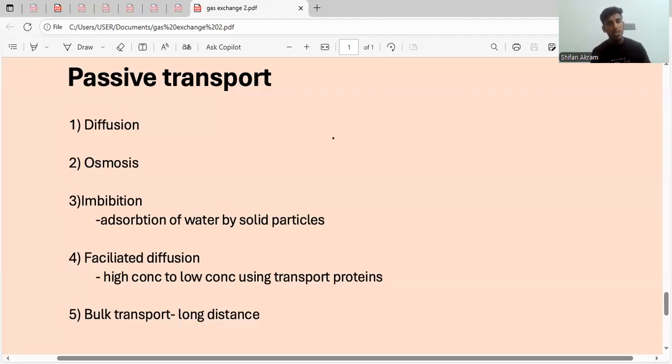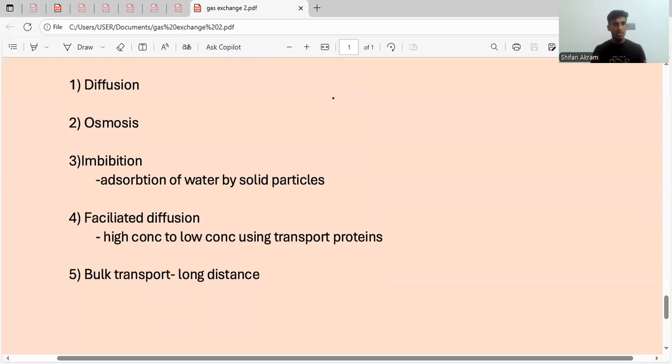So we know, as I told earlier, sugar moves from the mesophyll cell into the phloem vessel. Between the mesophyll cell and the phloem vessel, we have the companion cells. This sugar moves into the companion cells using facilitated diffusion, because the mesophyll cell has a higher concentration of glucose than the companion cell. Then finally, we have bulk transport.